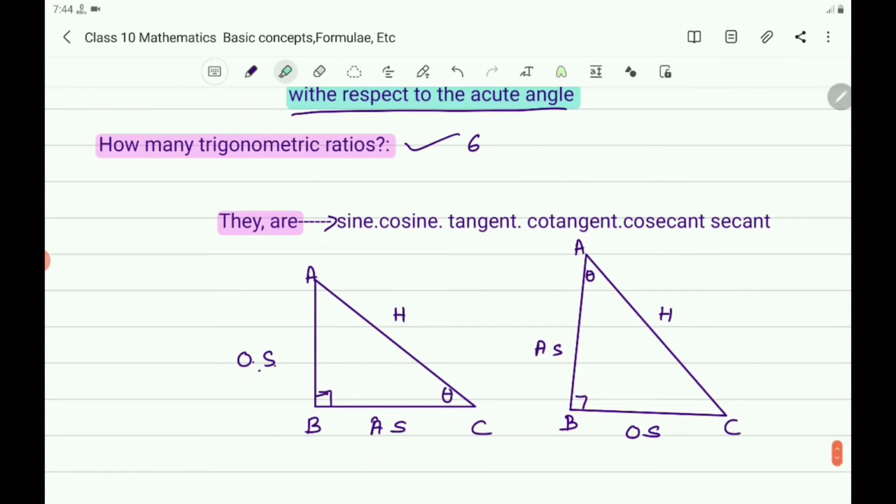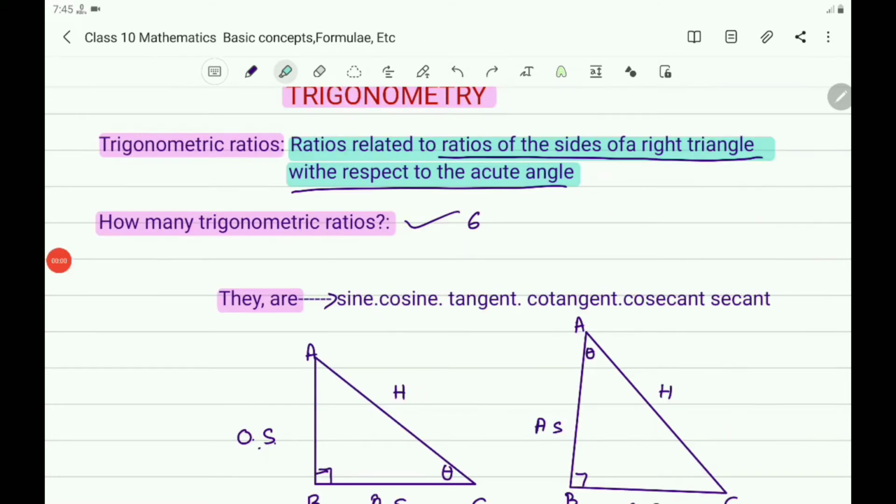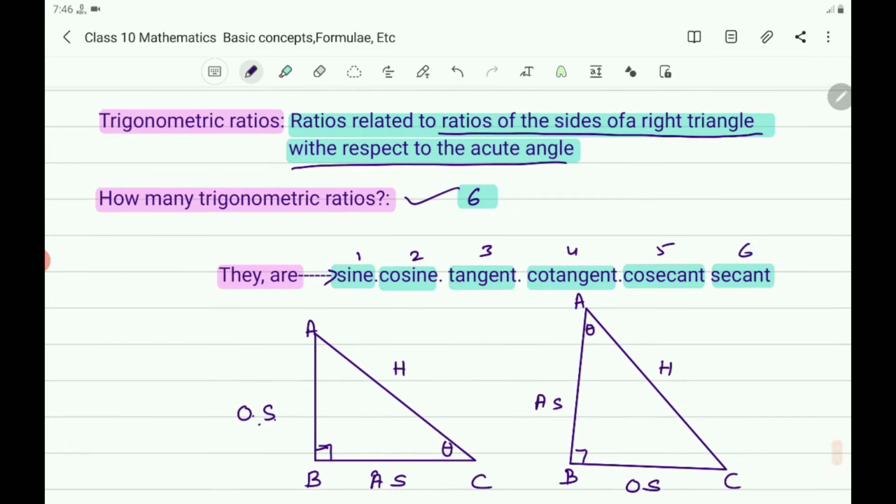You know that in a right angle triangle, the side opposite to the right angle is called the hypotenuse, and if one angle is a right angle, the other two angles are acute angles. Totally there are 6 ratios. They are sine, cosine, tangent, cotangent, cosecant, secant. Totally there are 6 ratios: 1, 2, 3, 4, 5, 6.